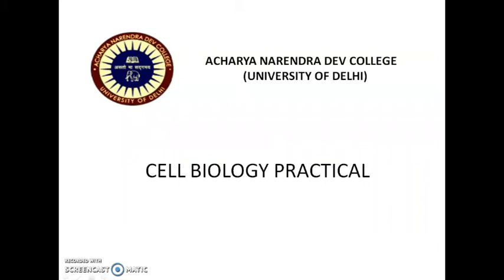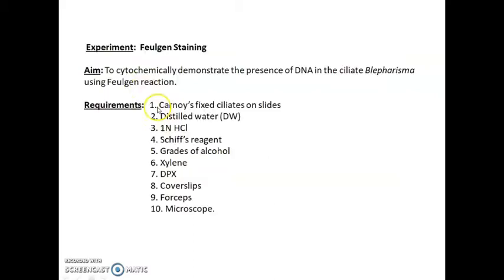Hello everyone, today we are going to perform Feulgen staining, and the aim of this experiment is to cytochemically demonstrate the presence of DNA in the ciliate Blepharisma using the Feulgen reaction.